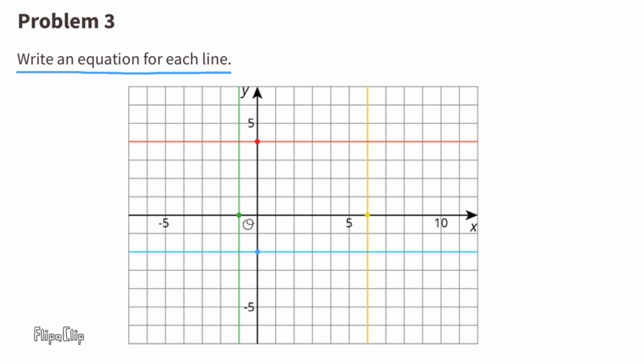And finally, let's look at the vertical yellow line. The vertical yellow line runs through the x-axis at 6. So no matter where you are on this yellow line, the value for x will always be 6. X equals 6.